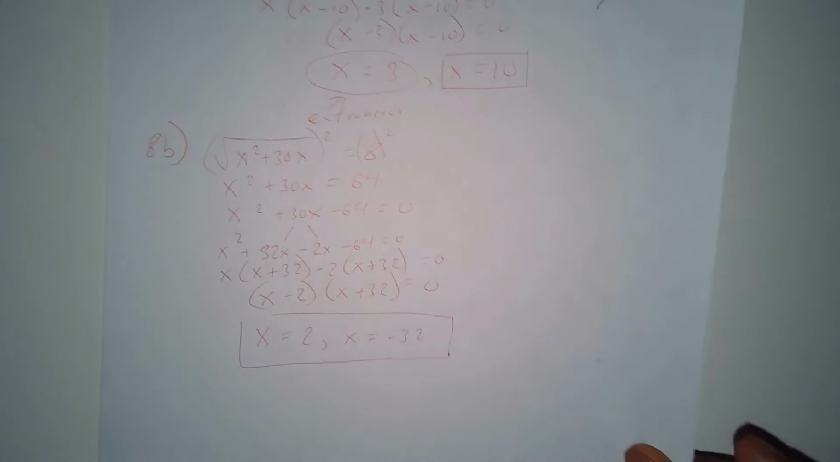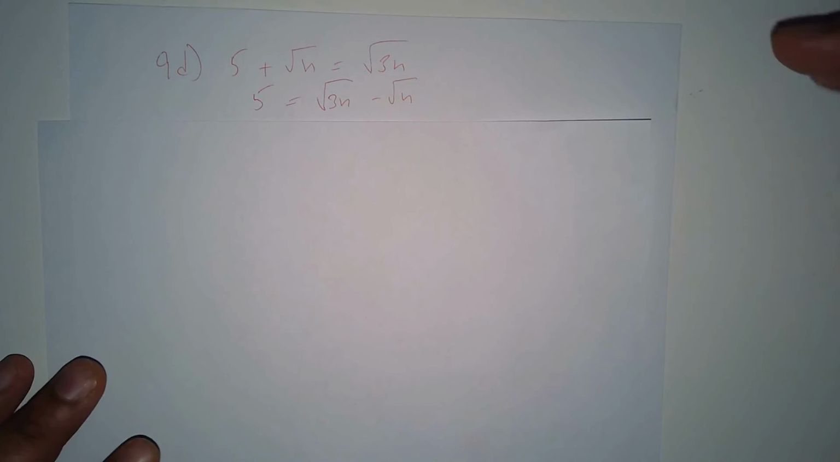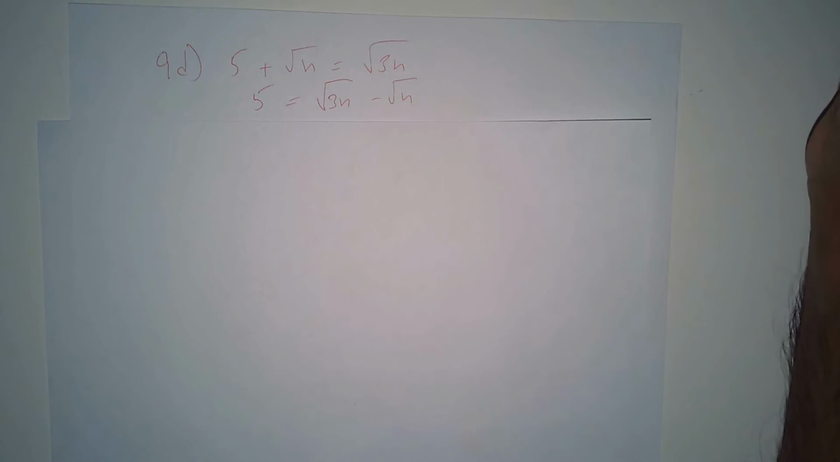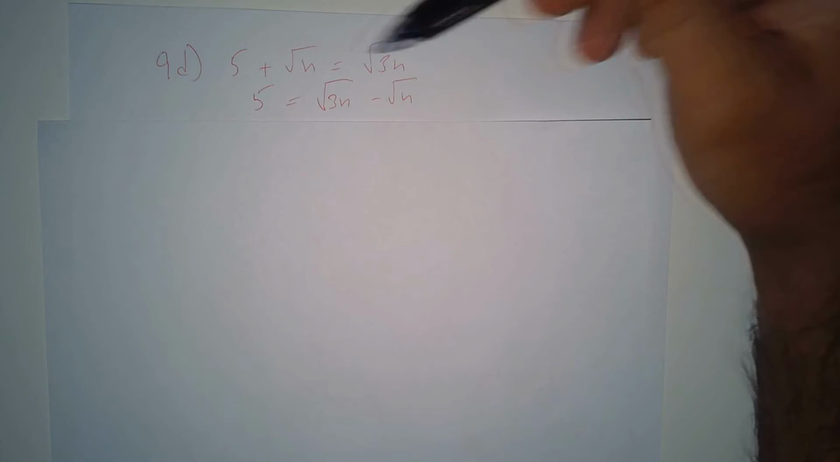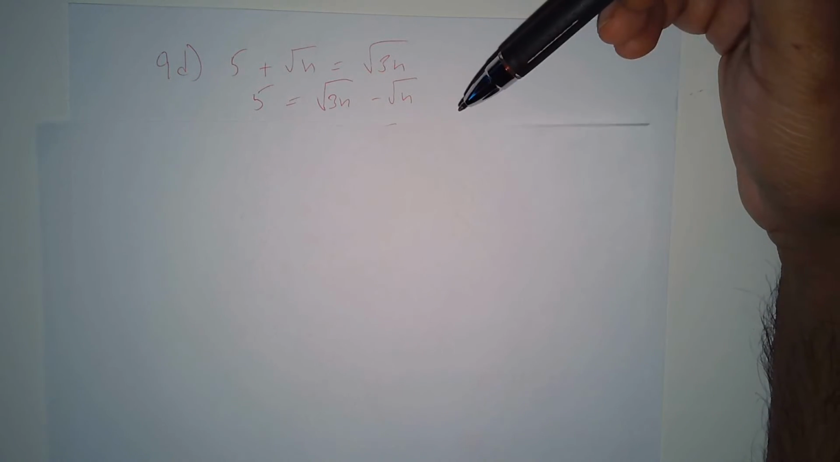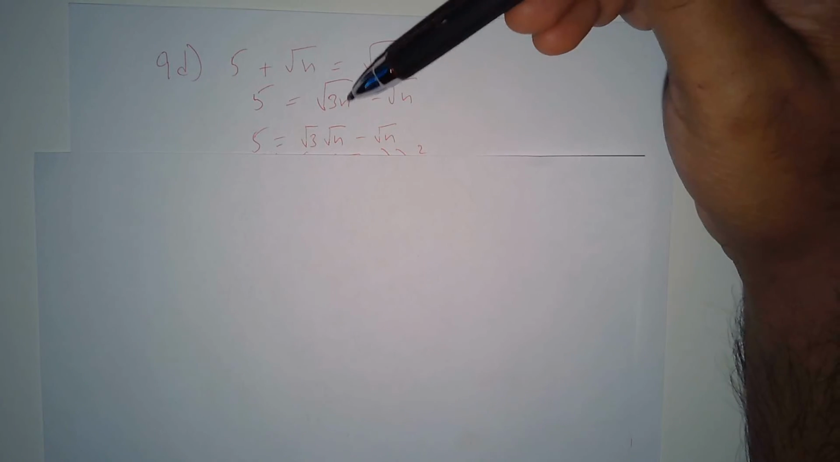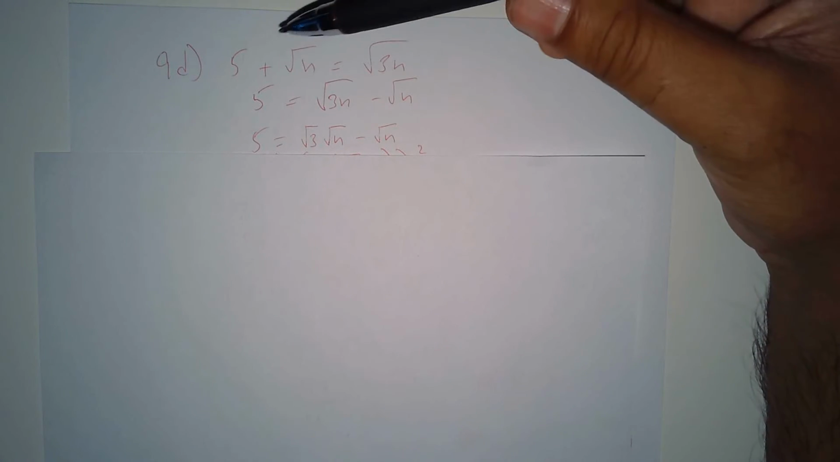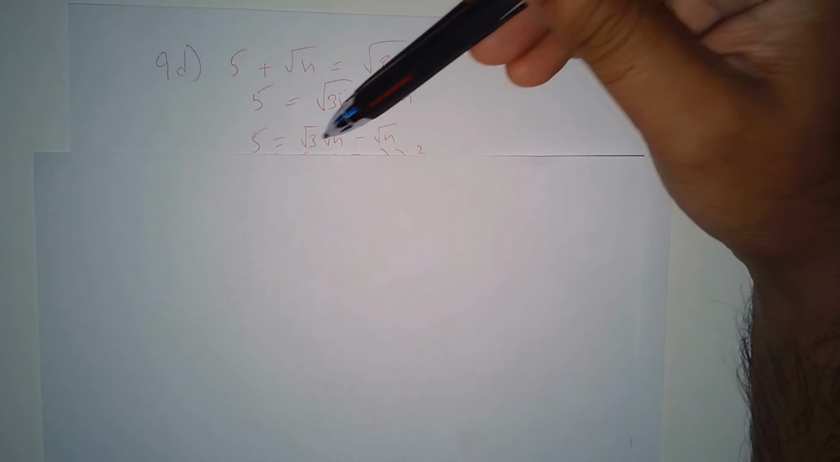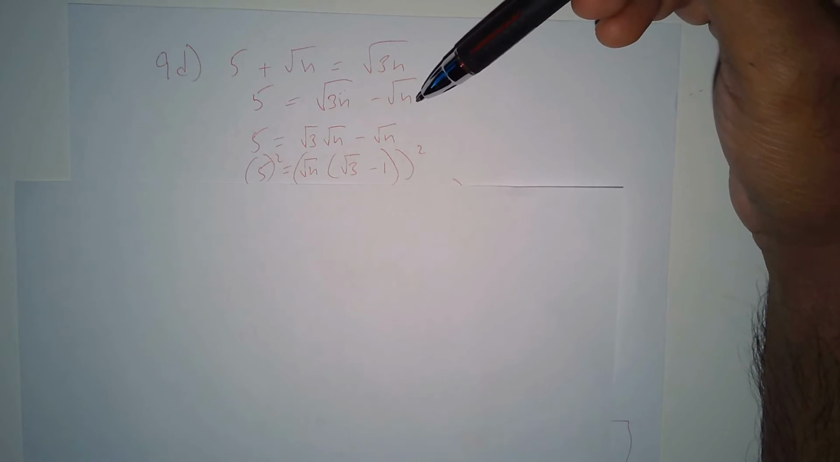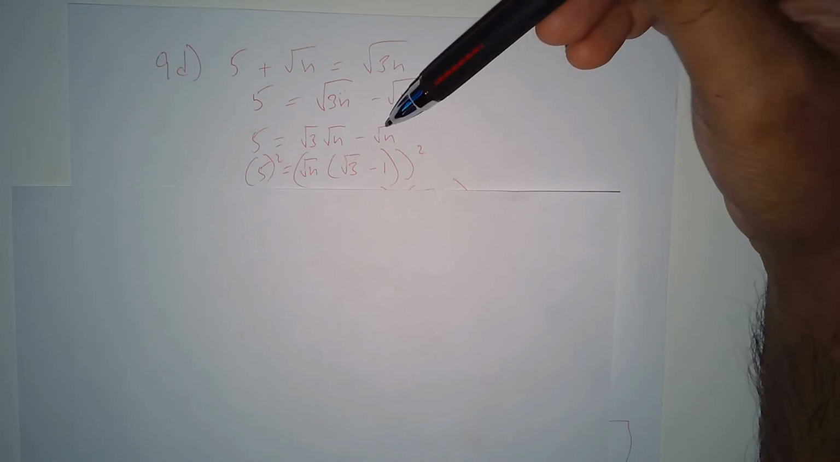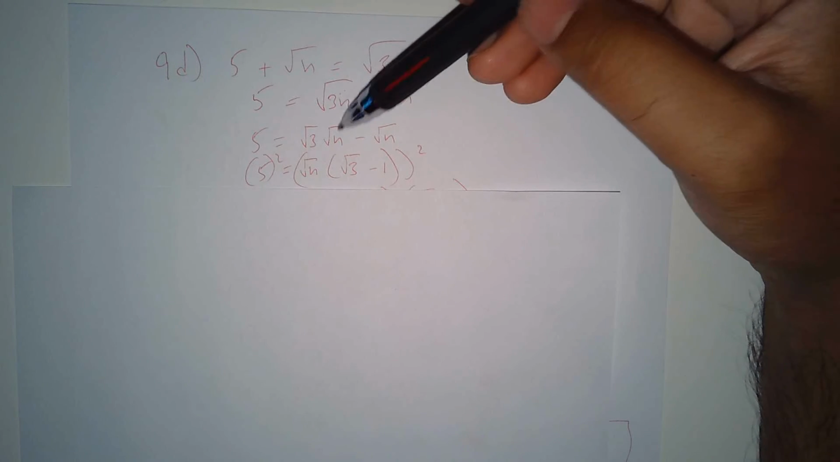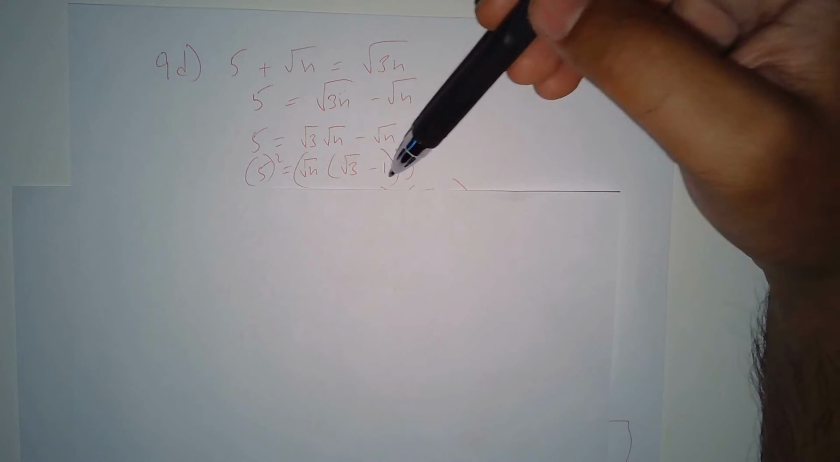Okay, next one let's look at is number 9. This one is kind of a tough one. So we'll move the root n over to the other side here. Remember, when something is inside of a root, it can be split into separate roots. So all I did here was take the root 3n and make it root 3 root n, so I could factor out that root n that they both have. So this is just factoring out root n, which gives you root 3 minus 1.